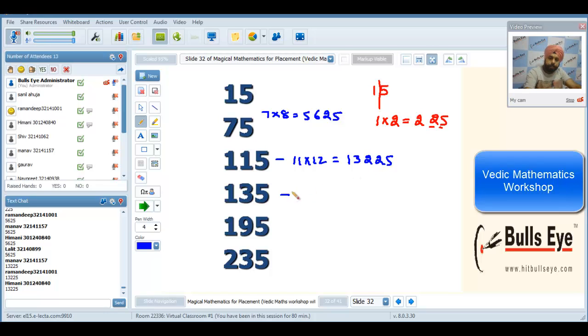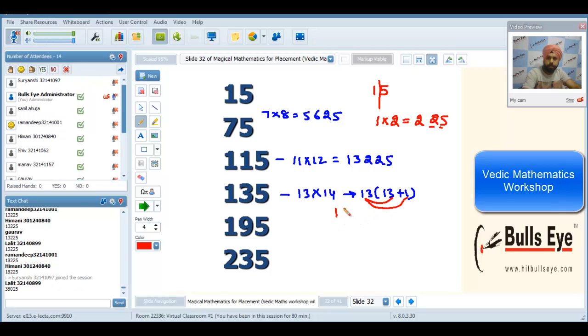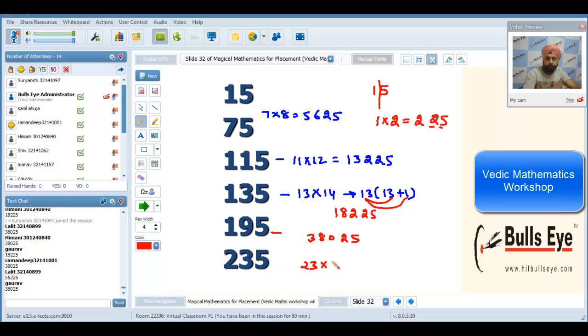And let me tell you here, when you want to find the square of 135, students, it is 13 into 14. And you actually need not multiply this because you know 14 is 13 plus 1. So already knowing that it is 13 square plus 13. So 169 plus 13 is how much? 182, 25. 195 will be 19 into 20, an easy calculation, 38025. And lastly, 235 will be 23 into 24.